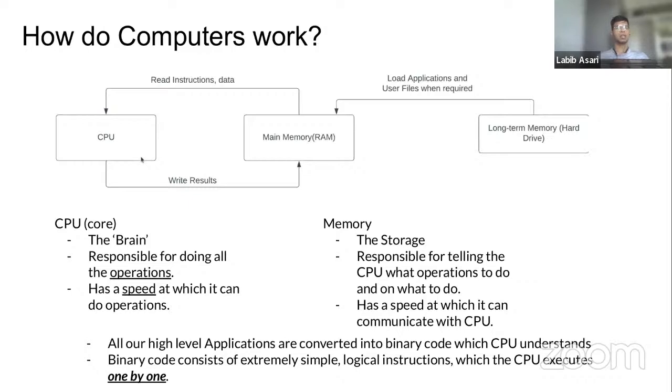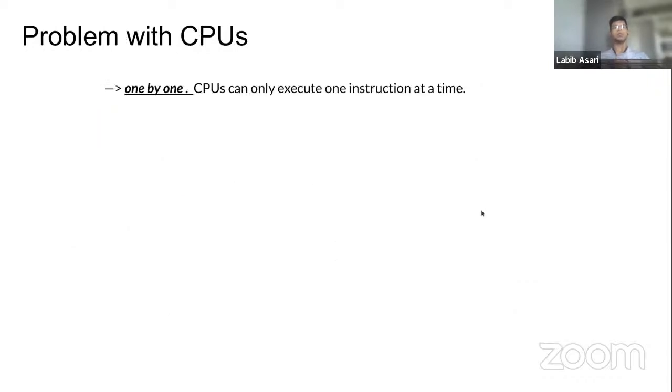Now we move on to the next most important characteristic of how a CPU operates. As we see over here, when the CPU fetches instructions from the main memory, it can only execute one instruction at a time. So if there are multiple instructions, it chooses one instruction, executes it, then chooses the next instruction, executes it, and keeps going on like this. This is the major problem with CPUs. Executing one by one means that if we have a lot of instructions, the CPU might take a lot of time to finish them.